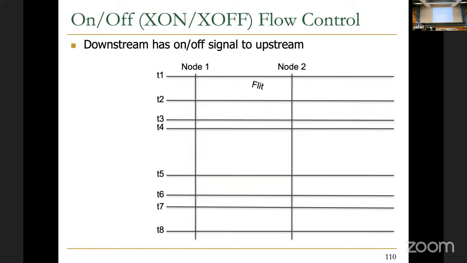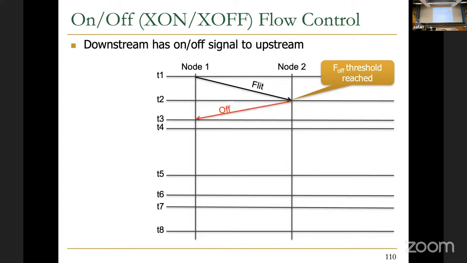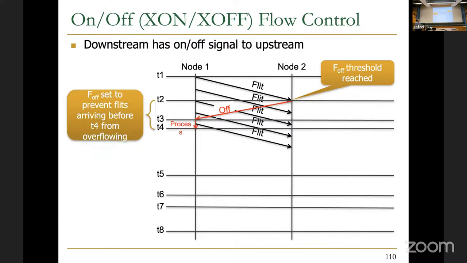Now the on and off flow control. Node 1 starts sending flits. Now we need to define a threshold. We don't wait until the buffer gets full and then inform the sender that I cannot receive anything. There should be a threshold for saying, okay, now I want to send the off signal to node 1. So basically we send the off signal early. But it takes some time for node 1 to receive that off signal, so node 1 keeps sending some flits. That's the reason we need to design that threshold well. Once node 1 receives this off signal, it processes it and then stops sending flits.